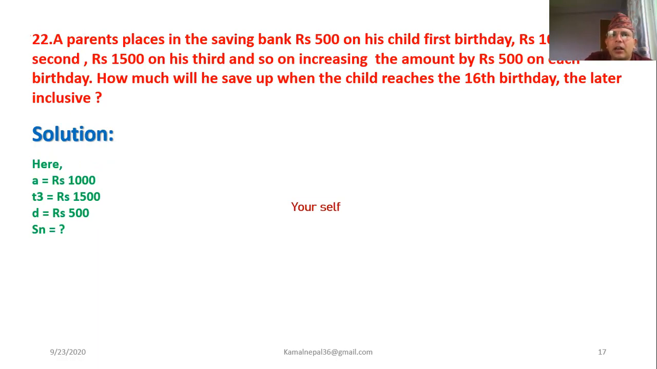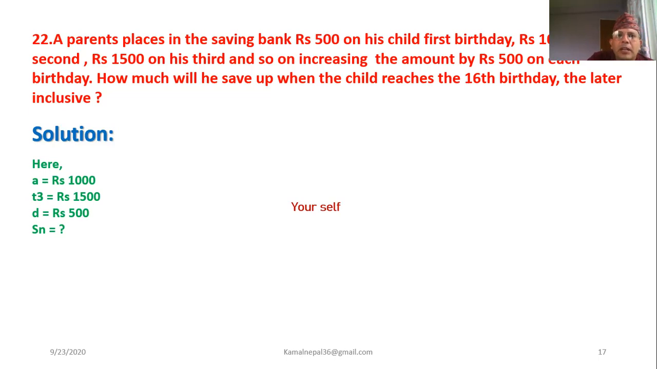A parent places in the savings bank rupees 500 on his child's first birthday. On the first birthday, he deposited rupees 500, rupees 1000 on the second. That means T1 is equal to 500, T2 is equal to 1000, and 1500 on the third. That means T3 is equal to 1500, and so on, increasing the amount by 500 each birthday. That is D is equal to 500.